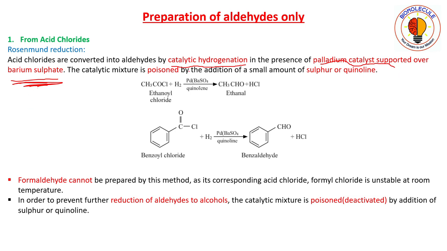So acid chlorides are converted by catalytic hydrogenation in presence of palladium over barium sulfate. So you can see here ethanoyl chloride. Now we are passing hydrogen gas over palladium on barium sulfate. But here is a catch. The catalytic mixture is poisoned by the addition of a small amount of sulfur or quinoline.